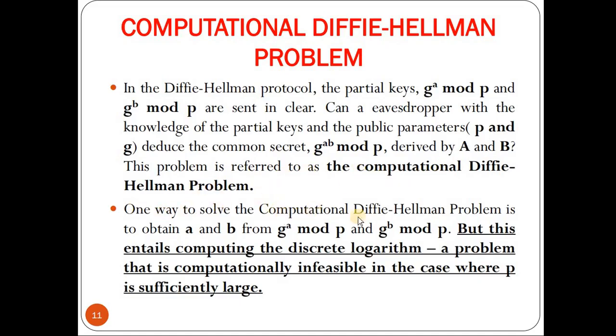So one way to solve the computational Diffie-Hellman problem is to obtain A and B from the partial keys G to the power A mod P and G to the power B mod P. But as we know, this entails computing the discrete logarithm, a problem that is computationally infeasible in case where P is sufficiently large. We know that for computing the discrete logarithm we need to generate a table for whatever P value we take, which is computationally infeasible as the P value is larger.